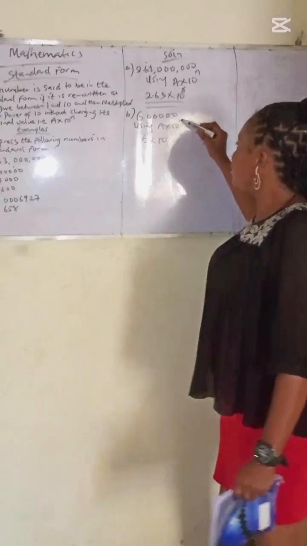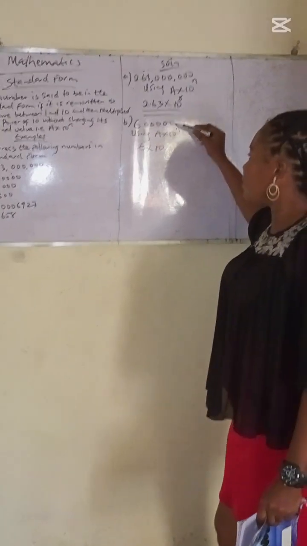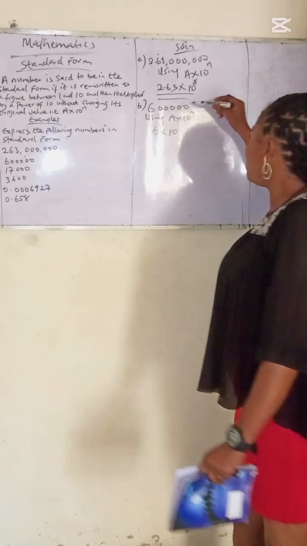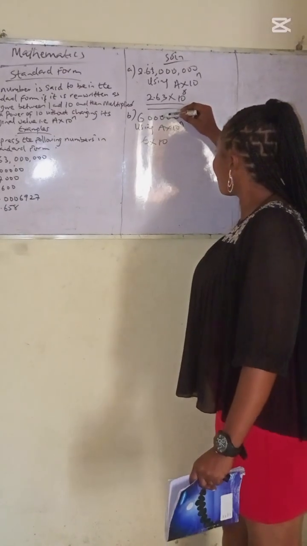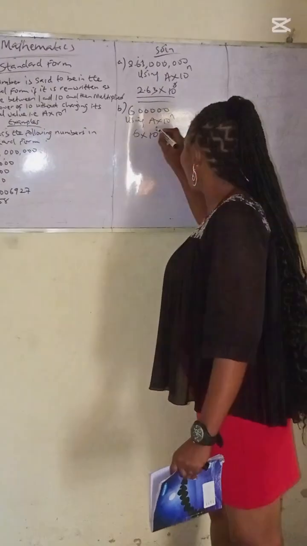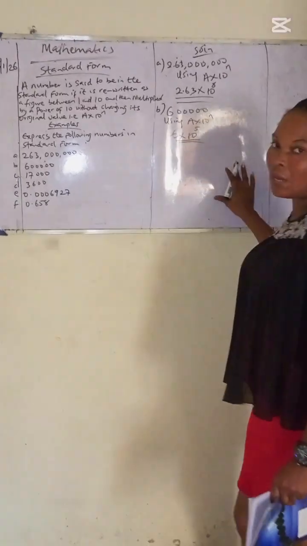The n represents your power. So we are going to count the number of digits we have without counting the last number to give us our n, which is what? 1, 2, 3, 4, 5. So we have this as 6 times 10 raised to power 5. So this is our answer.